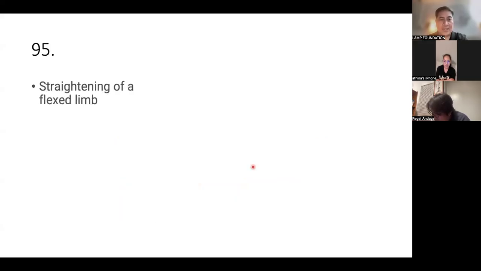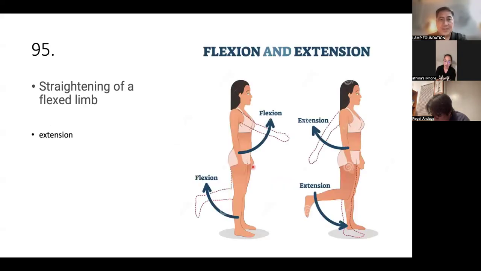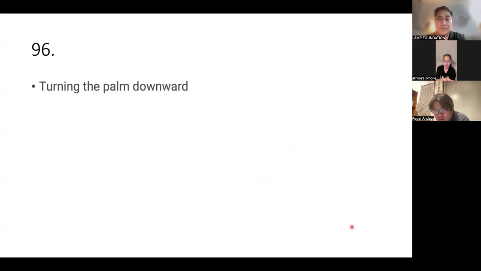Okay. What action is this? Straightening of a flexed limb. If you flex it, then you straighten it. It's called extension. So from extension, you flex it, or you can see it here. Okay? That's the difference between flexion and extension.